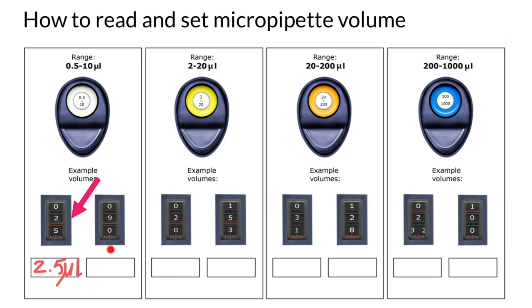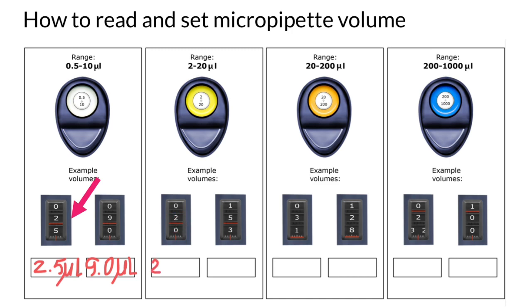Now let's check this reading. Again, this is not 90 microliters, it is 9.0 microliters. So, 9.0 microliters. Next micropipette works with volumes between 2 and 20 microliters. So what we see here is not 20 microliters, but again, this is decimal point, so 2.0 microliters.